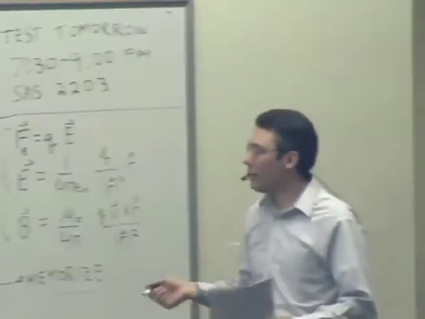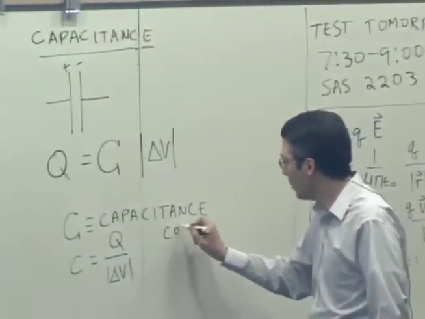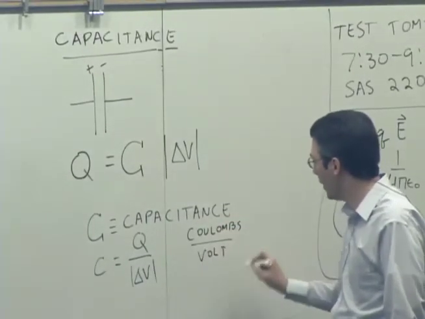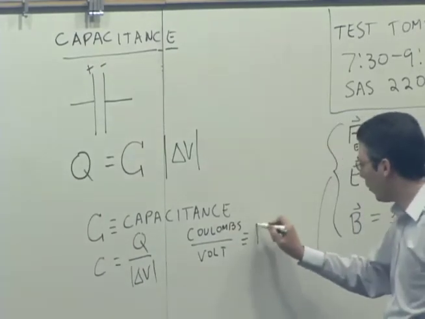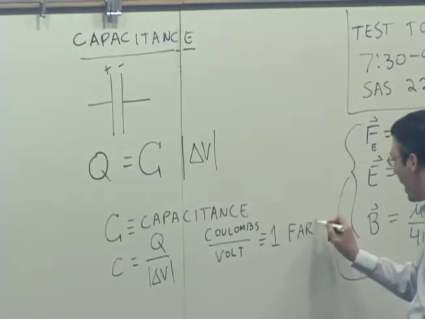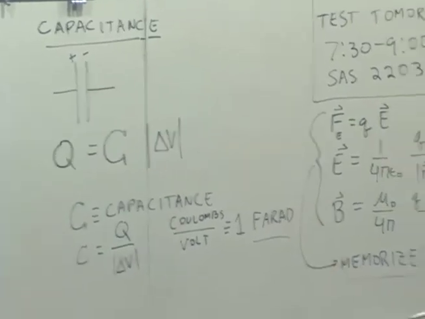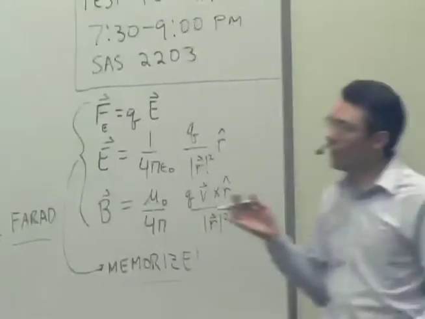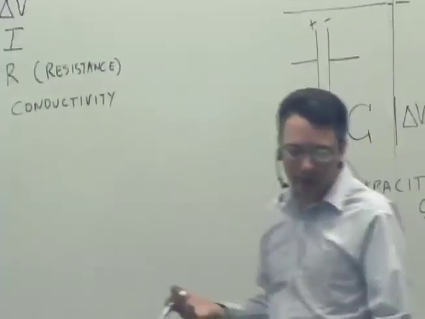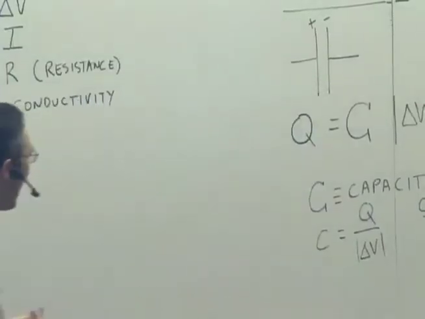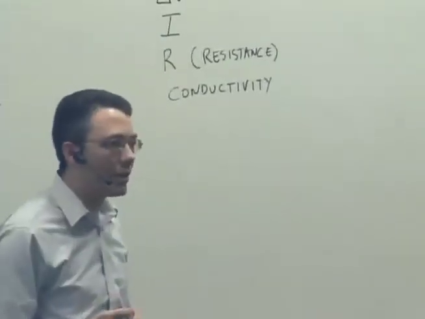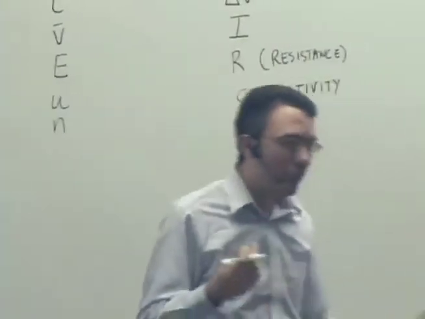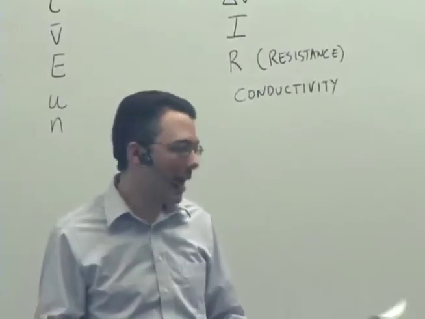What does it mean? Well, first of all, it's measured in units of coulombs per volt, and that's defined to be 1 farad, named after Michael Faraday, famous English physicist. It's essentially saying, again, how much charge can you store in a capacitor given a particular potential difference across it? And it is related to only geometric properties of the capacitor itself.